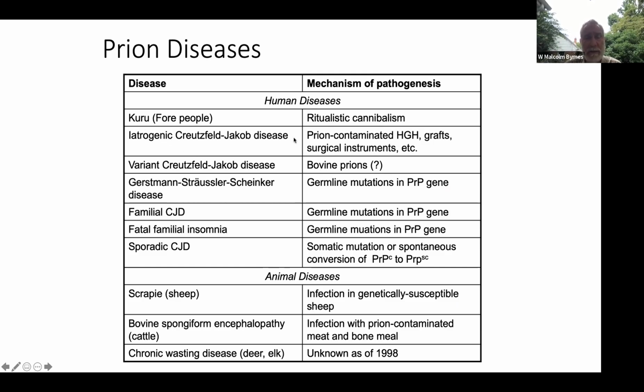Iatrogenic Creutzfeldt-Jakob disease. Iatrogenic means hospital acquired. This is a disease caused by prion-contaminated human growth hormone or tissue grafts or contaminated surgical instruments. Simply autoclaving instruments is not good enough to get rid of prion proteins because they're recalcitrant to, or resistant to, being destroyed by heat. Variant Creutzfeldt-Jakob disease, possibly caused by bovine prions. That's why there was such a scare with mad cow disease that arose in the late 1980s in Great Britain, where millions of cows were slaughtered. And that's actually discussed in that Scientific American article.